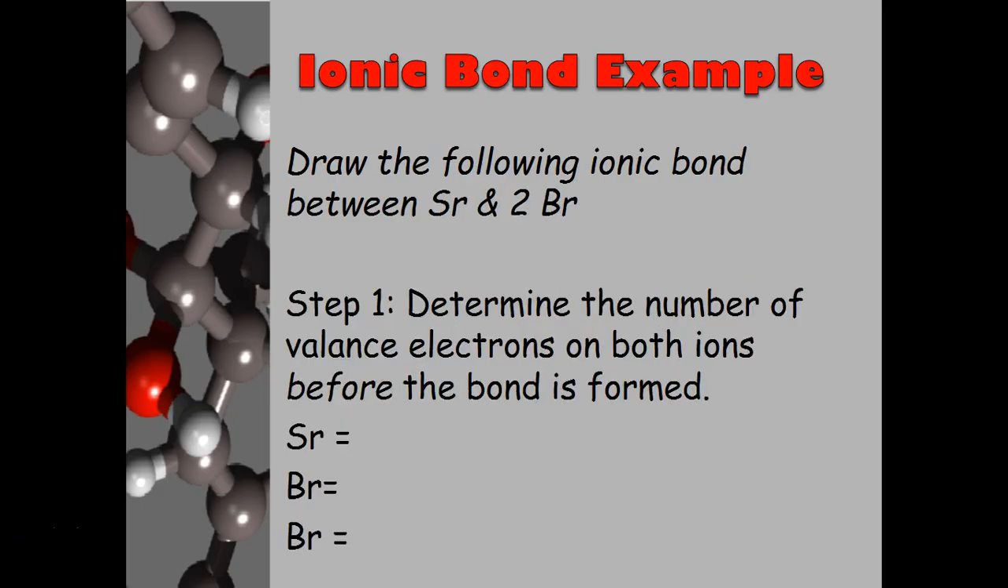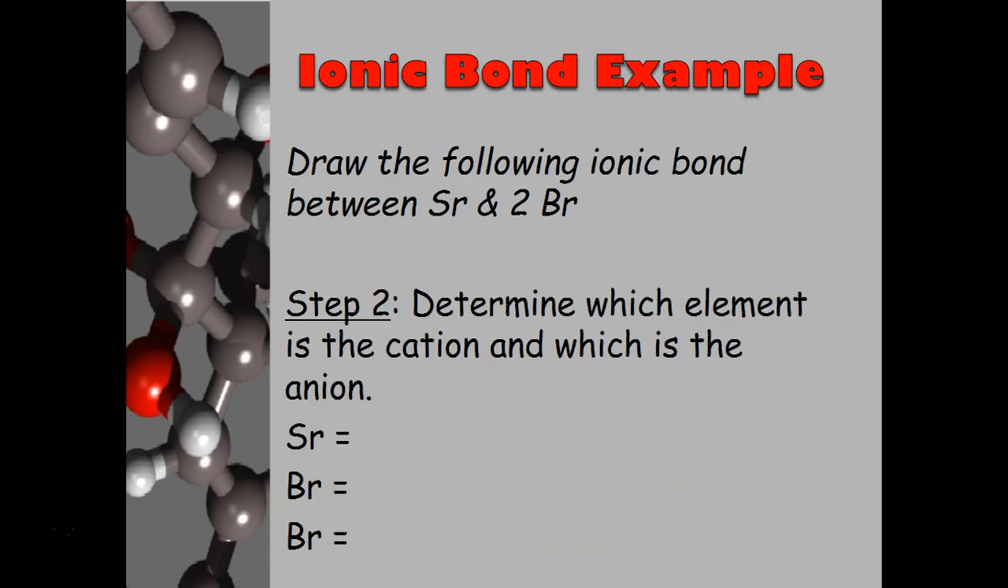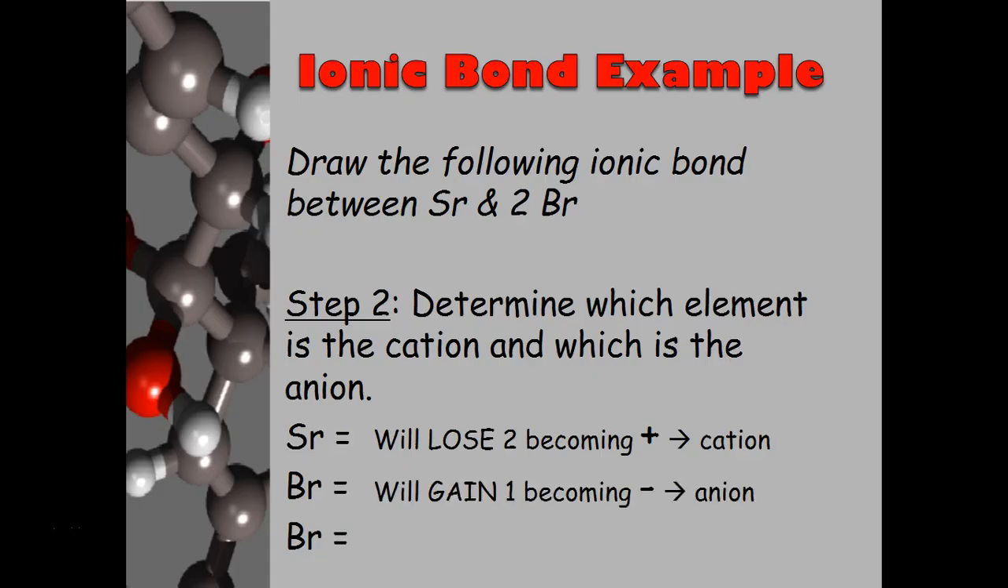Alright, so if we try the next one, now you've got 3. So were you able to figure out what you needed to do? Well, Sr, strontium, 2 valence electrons. Your bromines each have 7. So, what does that mean? Well, strontium's going to want to lose those electrons, and it's going to want to lose all of them. So it's going to still be your cation. Bromines, on the other hand, they're only going to be able to gain 1 apiece, but they are going to want to do that, become negative, and so those are your anions.